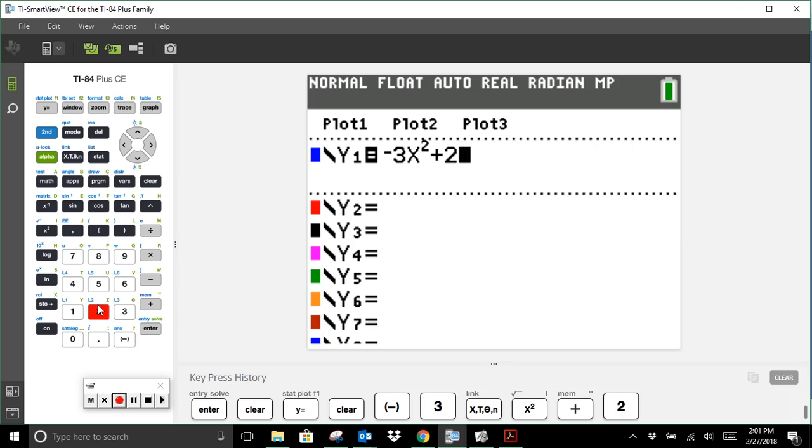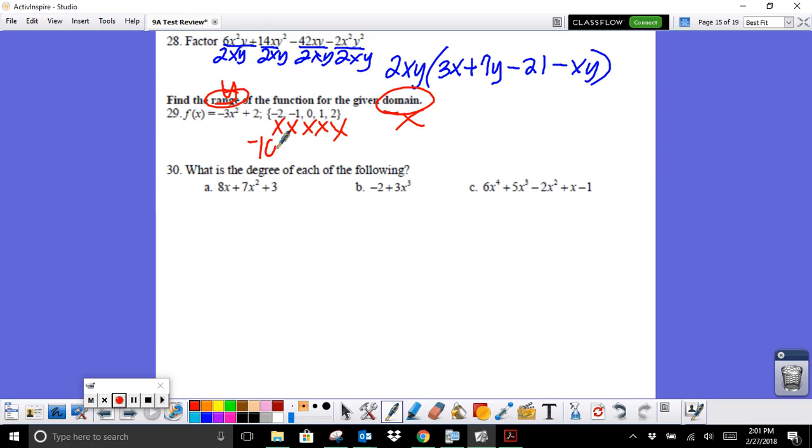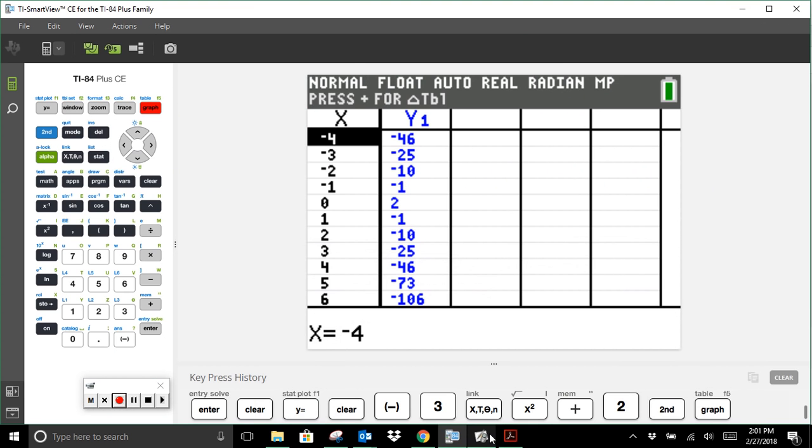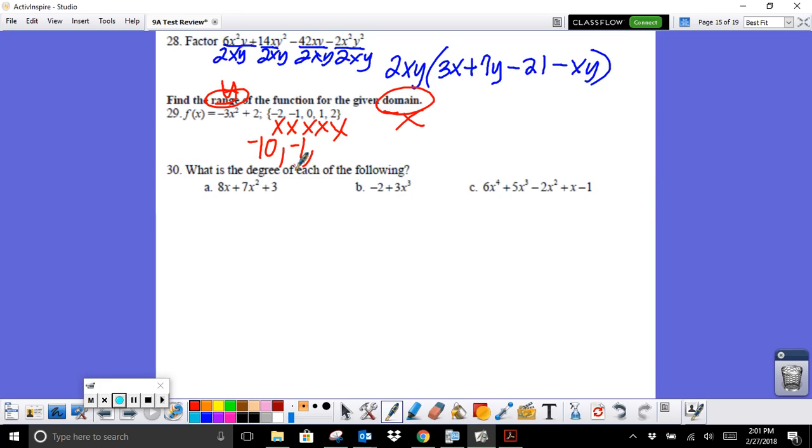So from here, I'm going to pull up the table, and I'm going to look and see, all right, when x is negative 2, what is y? All right, so when x is negative 2, y is negative 10. When x is negative 1, y is negative 1. When x is 0, y is 2. When x is 1, y is negative 1. And when x is 2, y is negative 10.